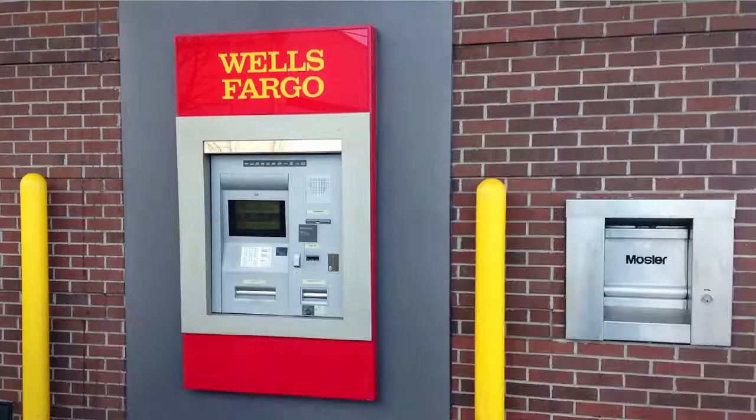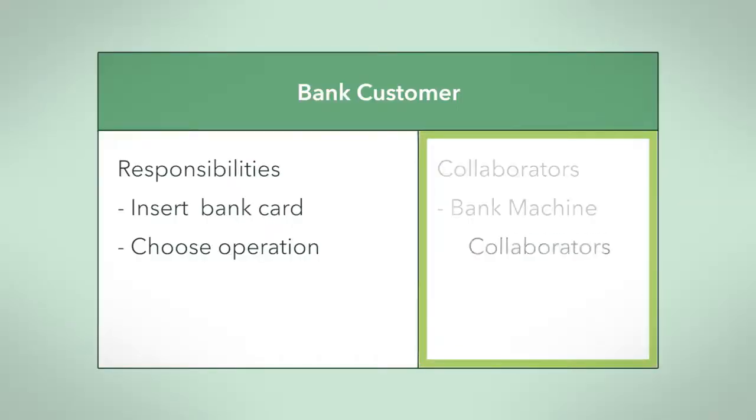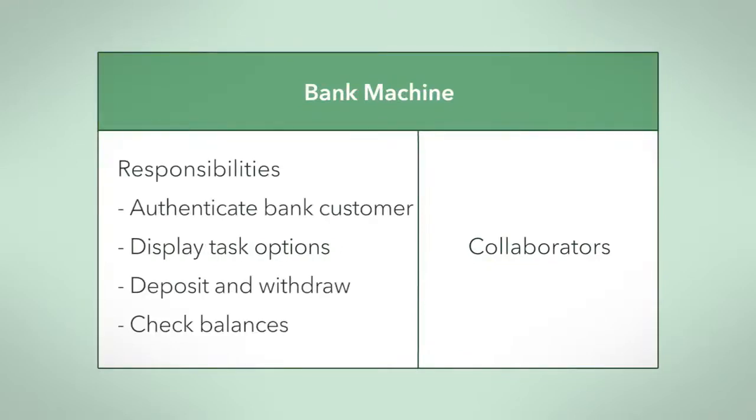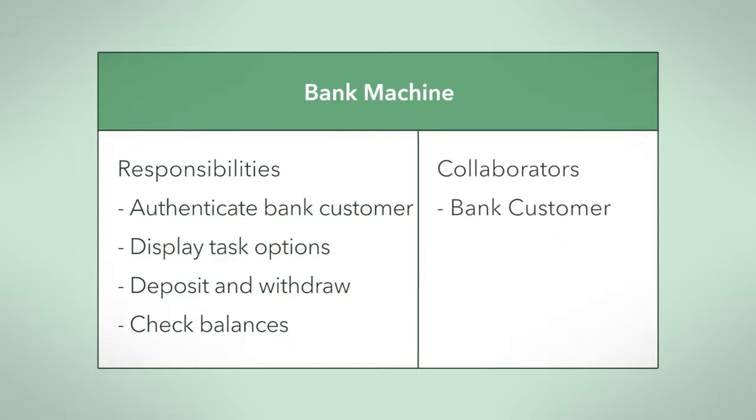All of these bank customer responsibilities involve a bank machine. The customer can insert bank card in the machine and choose an operation. Since the bank machine is required for our bank customer component to fulfill its task, we place bank machine under the collaborators section of the bank customer card. Next, let's do the other component, the bank machine, on another CRC card. We write bank machine in the class name section. The machine's responsibilities include authenticate bank customer, display task options, deposit, withdraw, and check balances. And since this card interacts with the bank customer component, add bank customer to the collaborators section of the bank machine card.